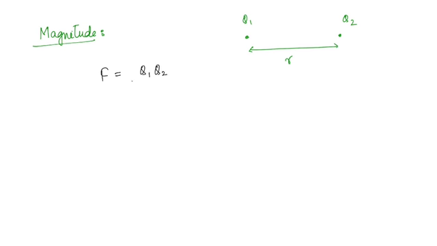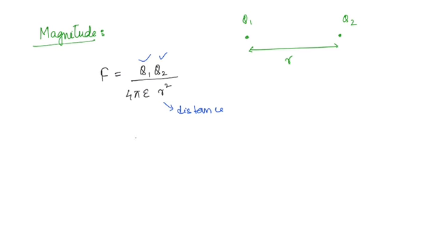Now let us see what the expression is. It gives both the magnitude and direction of the force. So first we will see the magnitude and then we will discuss the direction. Let's say there are two charges, Q1 and Q2, and the distance between them is R. Then the force is given by F is equal to Q1 Q2 divided by 4 pi epsilon R square. Here Q1 and Q2 are the charges in coulombs, and R is the distance between both of them.